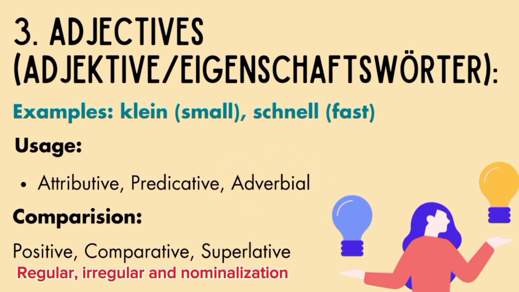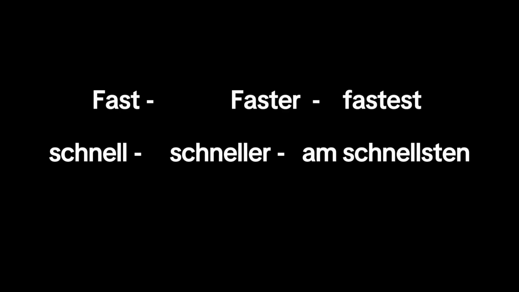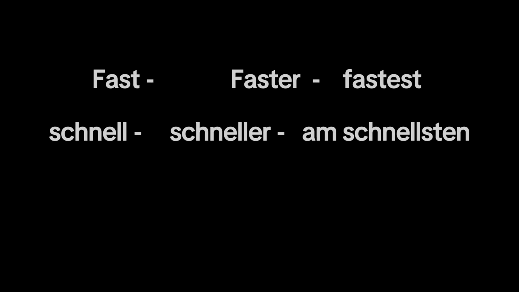Adjectives can also be compared in German. Some follow a regular comparison pattern, while others are irregular. So first is regular comparison, which includes er at the end, like fast, faster, fastest. So this is the regular type of comparison. Schnell, schneller, schnellsten. So this is fast, faster, and fastest.